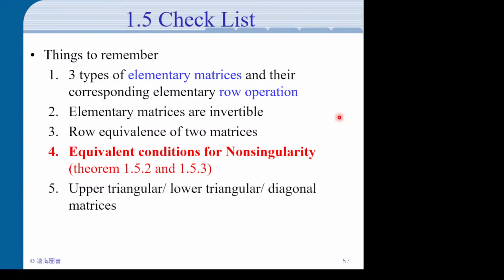But anyway, here we have the checklist. Remember we have elementary matrices, and they correspond to the 3 elementary row operations. The elementary matrices are the matrices where if you multiply them on the left of your matrix, you will do the row operation on the matrix. And remember they are invertible. Then we define row equivalence of 2 matrices. It means there exists a string of matrices E1, E2, ..., Ek such that multiplying them on A equals B, then A and B are row equivalent.